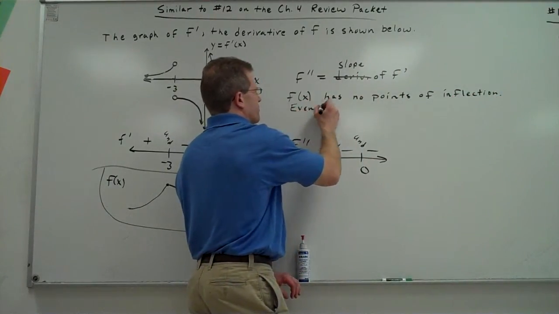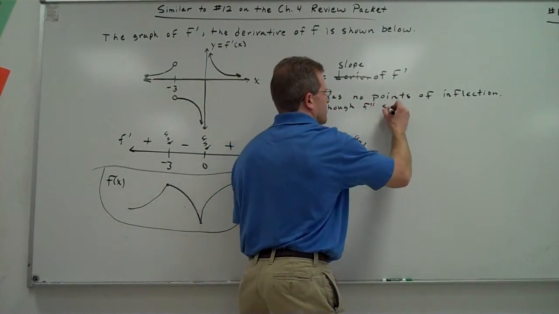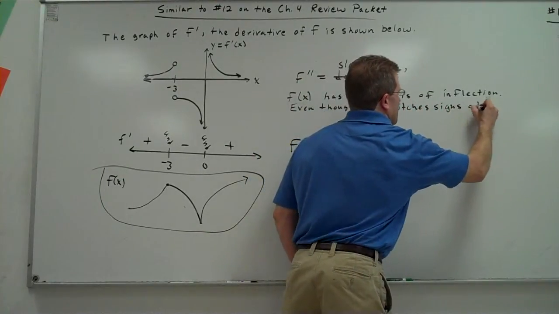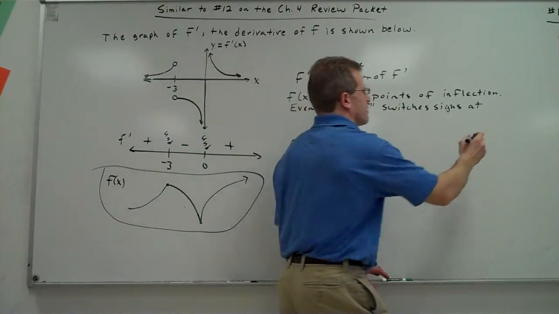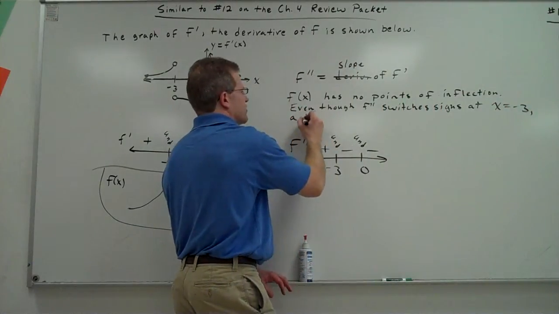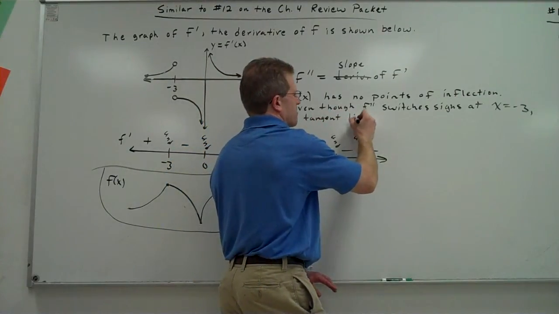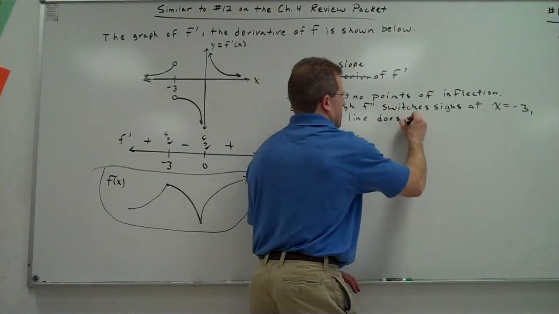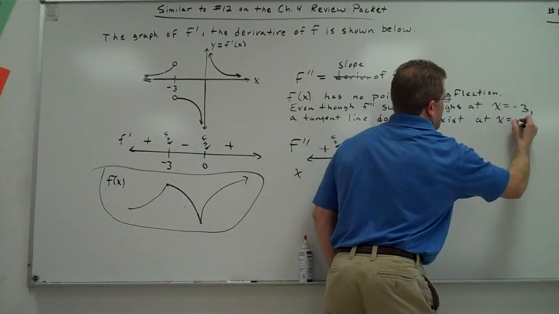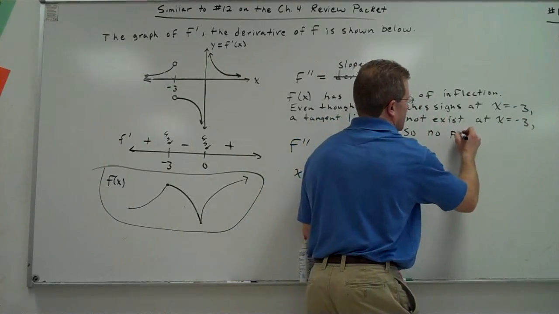Even though f double prime switches signs at x equals negative 3, a tangent line doesn't exist at x equals negative 3. So, no point of inflection exists.